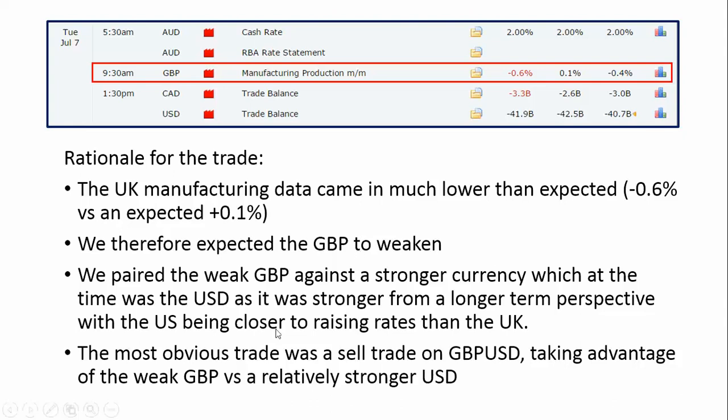However, it's important that we paired the pound against a currency which was stronger than it, which at the time, the only currency that was stronger than the pound was the US dollar, because they were getting closer to raising rates than in the UK. So the dollar was more bullish or stronger than the pound at the time. So we had short-term weakness to give us a great pairing of the weak pound versus the strong dollar to take full advantage of a trade selling pound dollar.